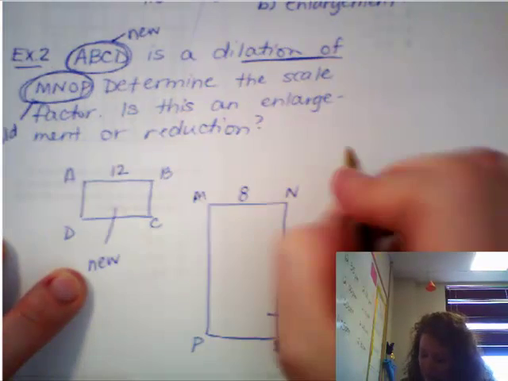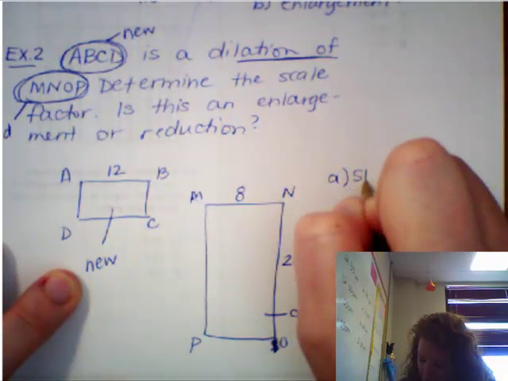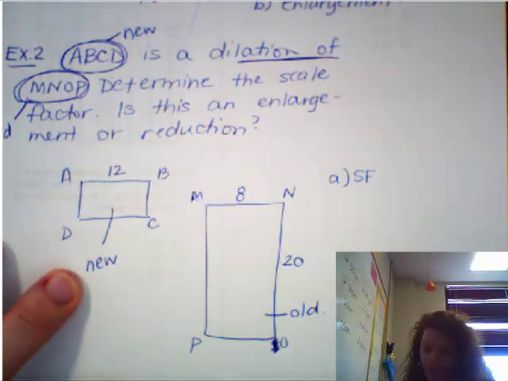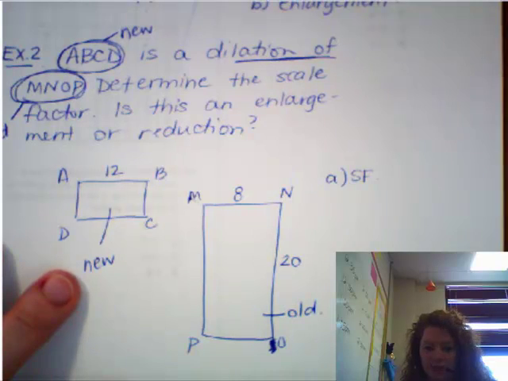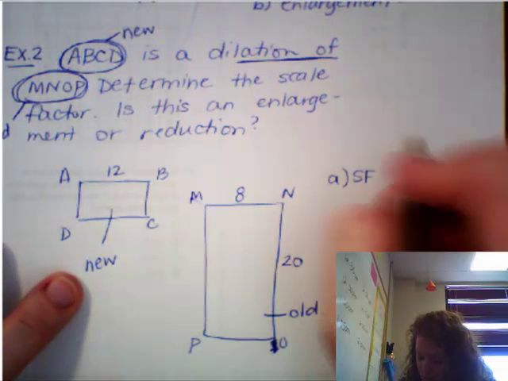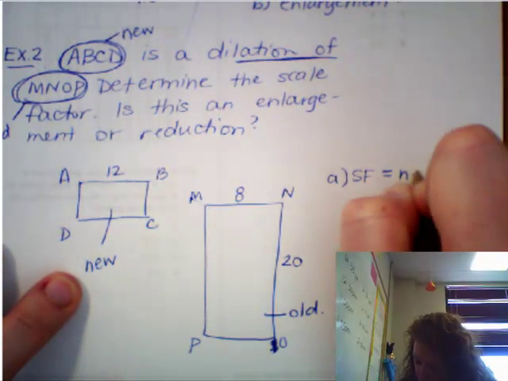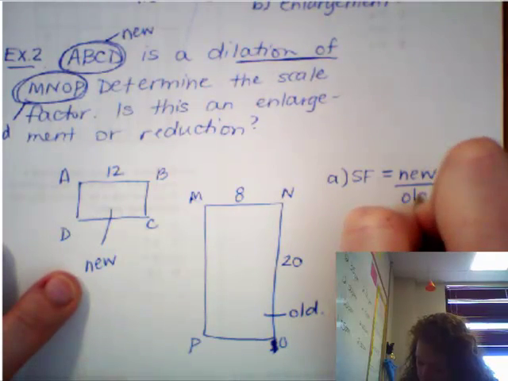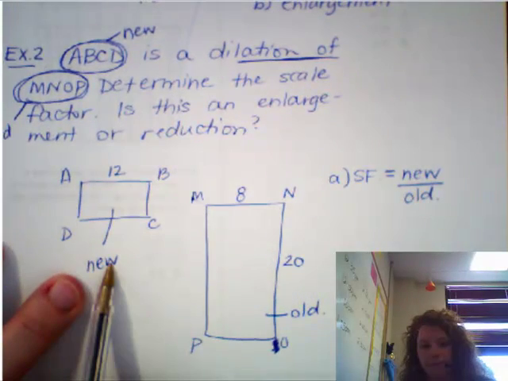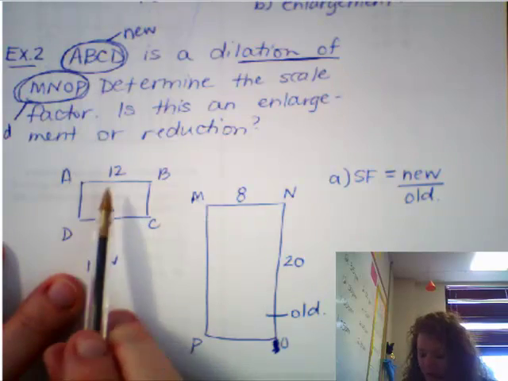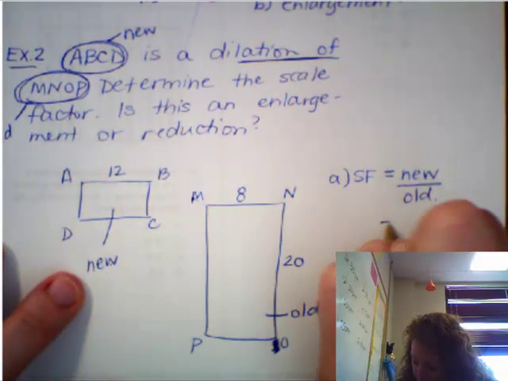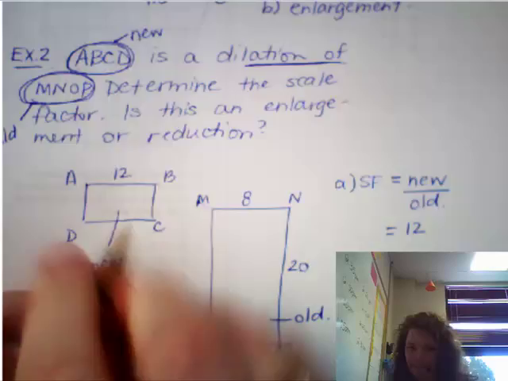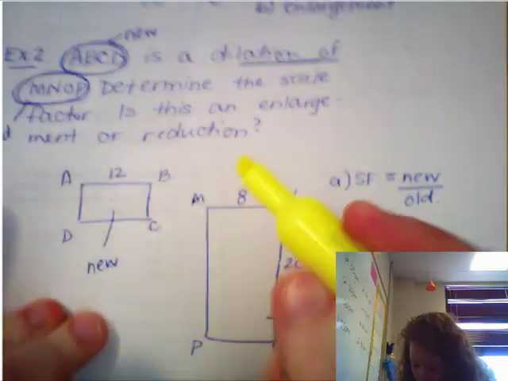Okay, we need to do the same thing. We need to find our scale factor, and we also need to figure out if it's an enlargement or reduction. Let's start with scale factor. We know scale factor equals new over old. So we go to our new shape, which is the smaller one, and our only side we have is 12, so we're going to have to use that 12. I'm going to go ahead and highlight it.